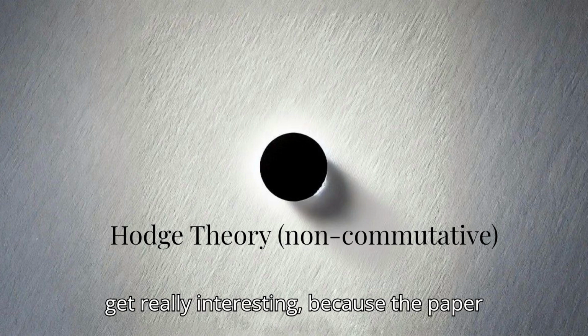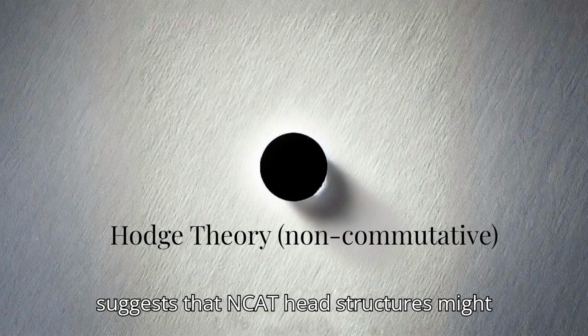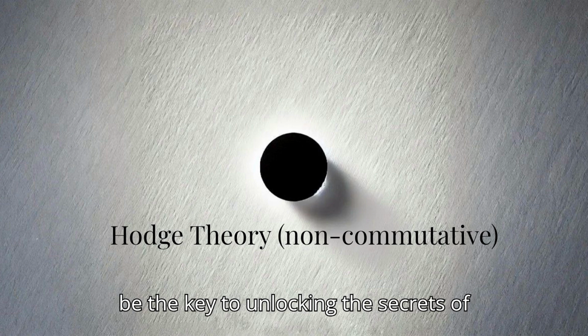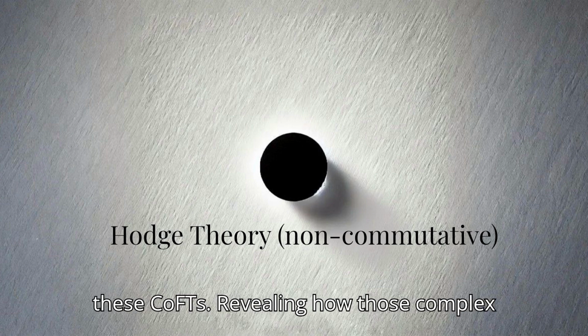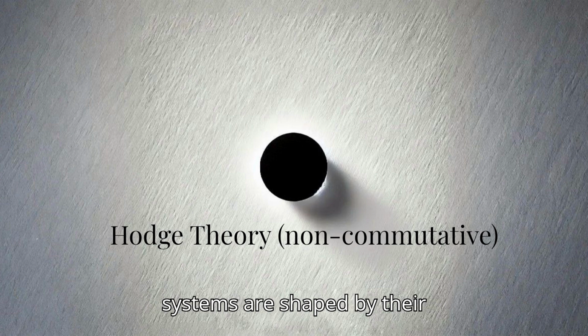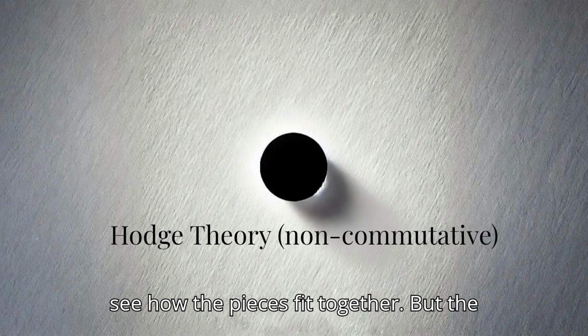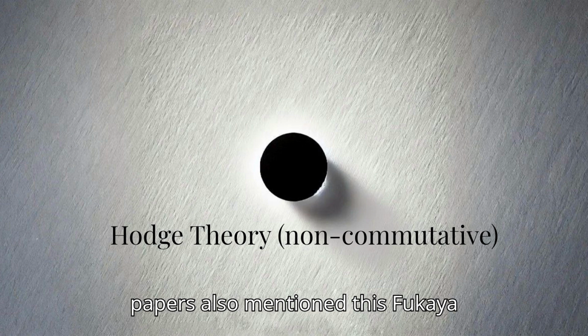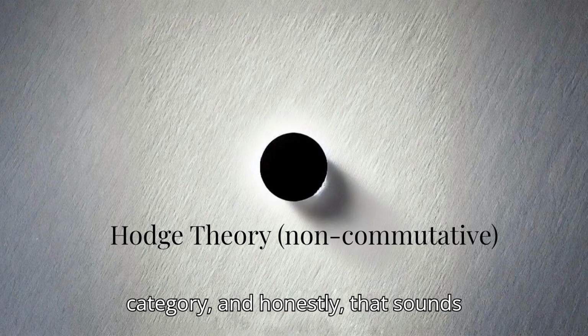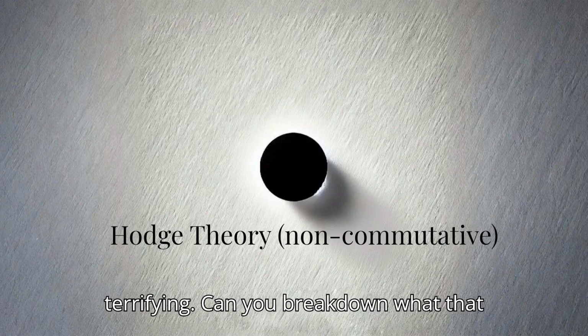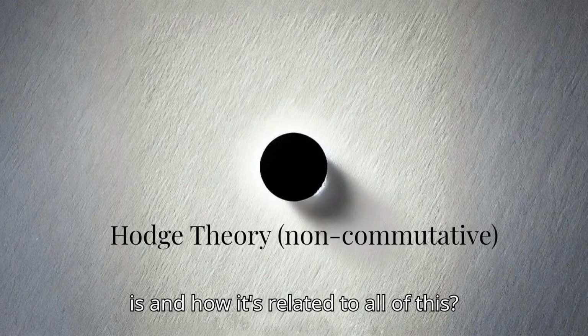And that's where things get really interesting, because the paper suggests that NCAD Hodge structures might be the key to unlocking the secrets of these co-FTs, revealing how those complex systems are shaped by their non-commutative nature. Okay, starting to see how the pieces fit together. But the papers also mention this Fukaya category. And honestly, that sounds terrifying. Can you break down what that is and how it's related to all of this?